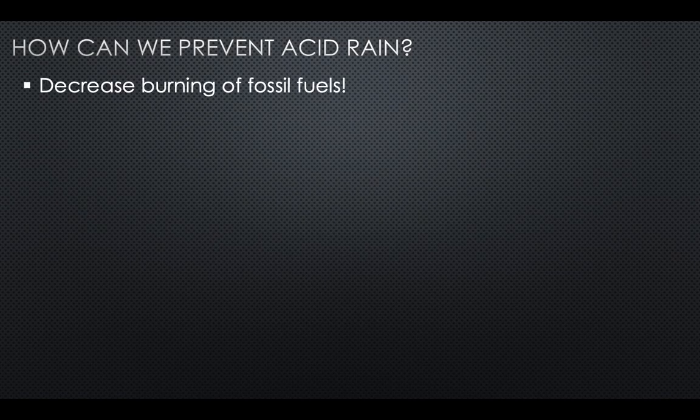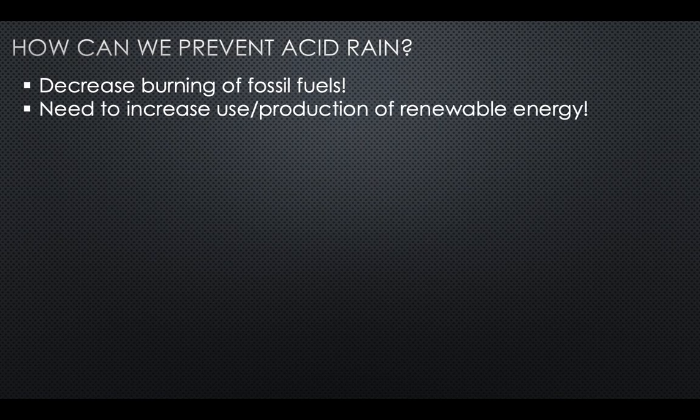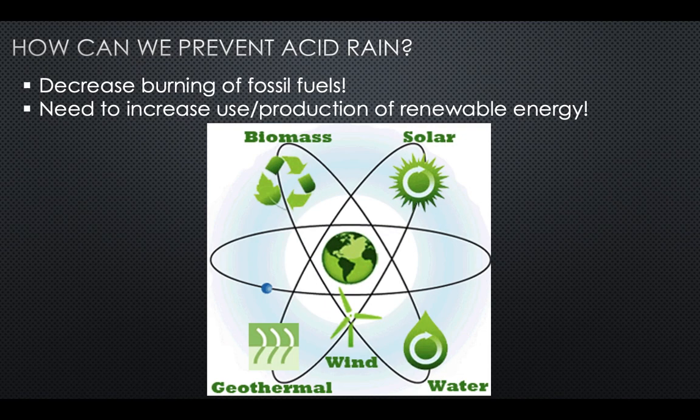So how can we prevent acid rain? Well, if it's caused by fossil fuels, the only way to prevent it is to decrease our burning of fossil fuels. Instead, we have to have somewhere to get our energy from, so we need to increase the use and production of our renewable energy sources. And remember, we talked back in the fall, biomass, solar, wind, hydropower, and geothermal are the ones we're talking about. That's just good in general, right? Because these are renewable and we're going to have to move to them eventually sometime.